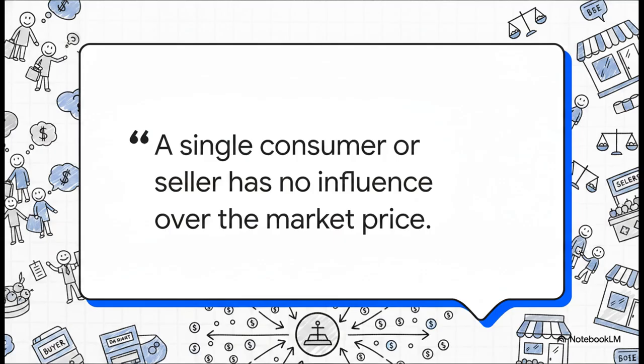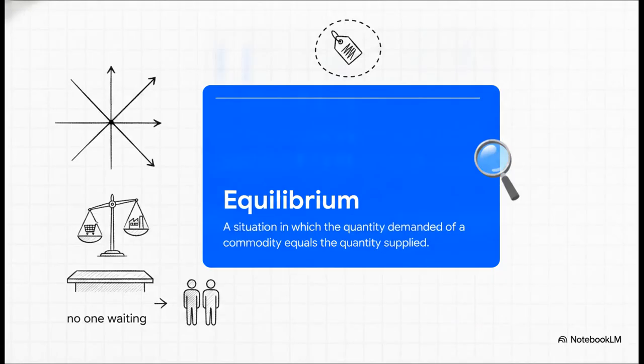But to really understand how that happens, we first need to define exactly what we're aiming for. And that ultimate goal? It's called equilibrium. As the definition here lays out, equilibrium is that perfect, almost fleeting situation where the exact quantity of a commodity that consumers want to buy perfectly matches the quantity that producers want to sell. Basically, there are zero leftovers and absolutely no one is left waiting in line. And the specific price where this magical alignment happens, we call that our equilibrium price.